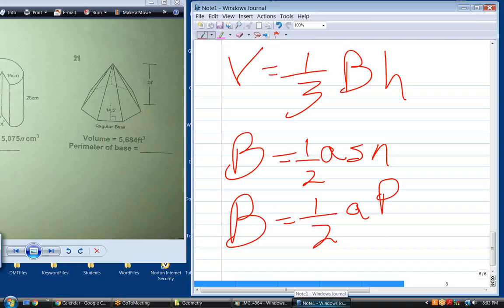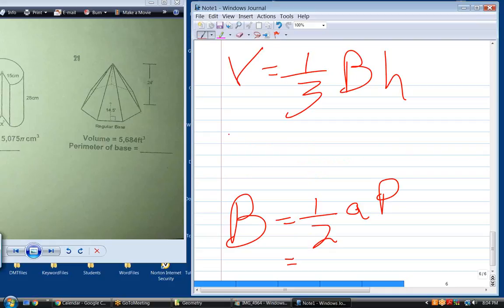And that's particularly valuable here, because we don't know how many sides there are, and we don't know the length of each side. They don't give us any of that information. It's hard to even figure out how many sides there are to that base because of the way they've drawn it. I can't tell if it's 6 or 7, but it doesn't matter. As long as we use the bottom formula, volume equals 1/3 of 1/2 apothem times perimeter times height.